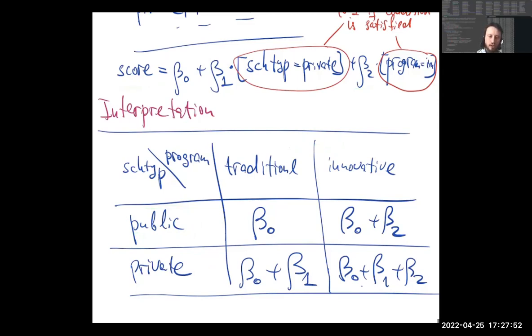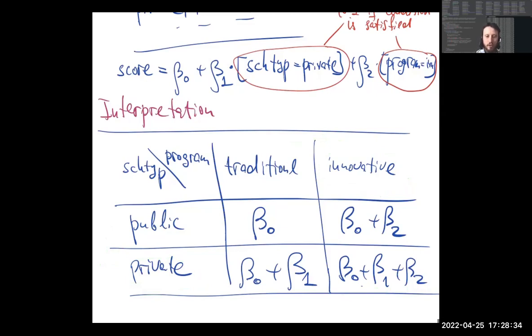And what is important is that this model assumes linearity. It means that we believe that these effects, if they turned on together, if we have both private school and innovative program, then they just sum up. That we just have sum of two effects, effect of innovative program and effect of private school. This is a model assumption that these effects just sum up.